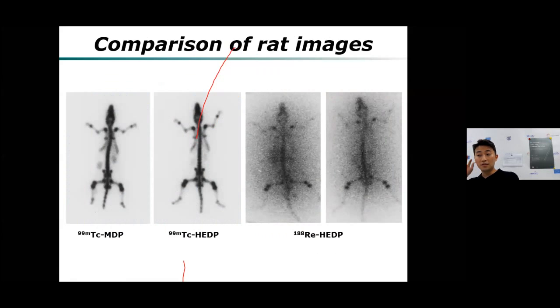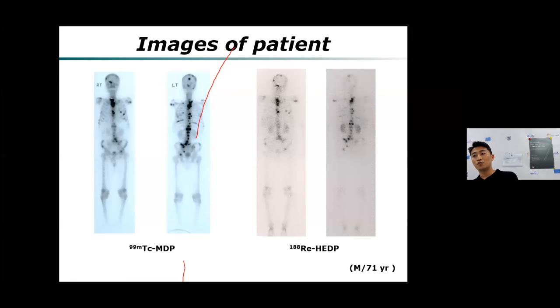In this slide, I already showed you some comparison imaging of technetium and uranium using the same structure, and we can take images like this using technetium and uranium for metastasis imaging.